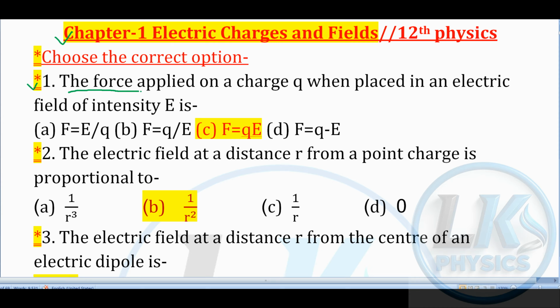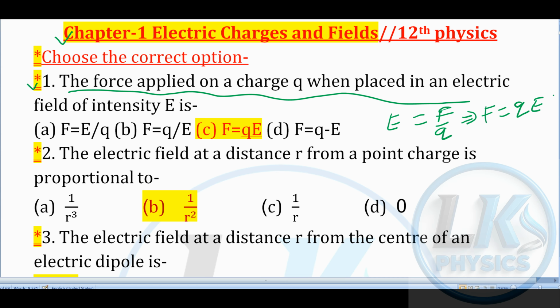The force applied on a charge Q when placed in an electric field of intensity E is. We know that E equals F upon Q. Hence, if we find force, then force equals QE. So the answer C is correct.